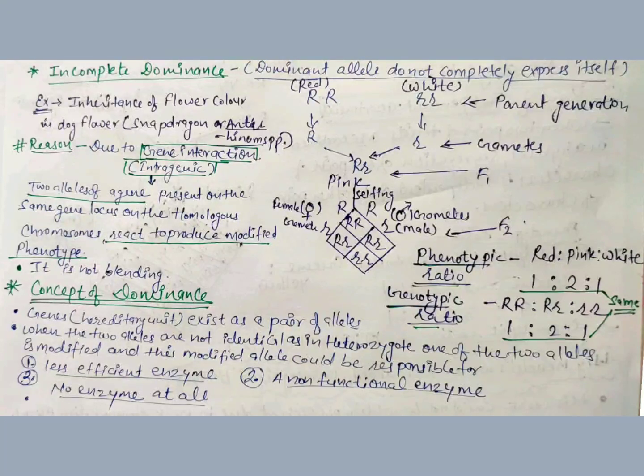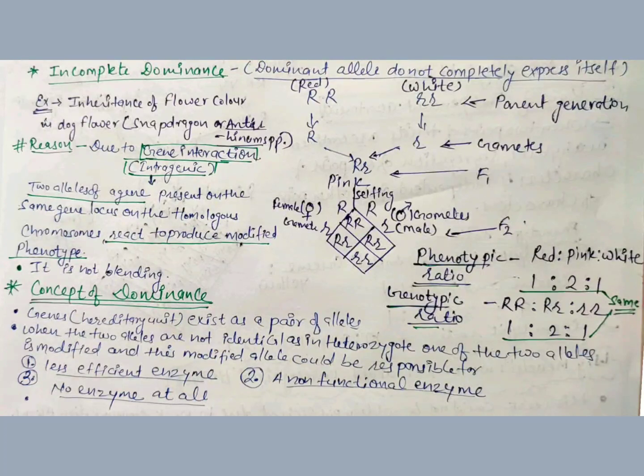But here we must know that it is not blending because the red and white color reappear in the F2 generation. Here we need to remember that in incomplete dominance, the phenotypic ratio and genotypic ratio in the F2 generation are the same, 1:2:1. Till now we have talked about complete dominance, recessiveness and incomplete dominance.